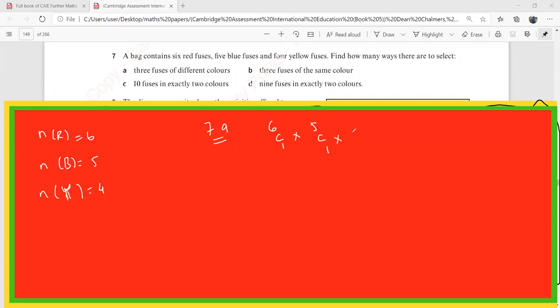6C1 times 5C1. Yes. Thank you, beta. So that is how you will do that. You will choose 1 from red, 1 from blue, and 1 from yellow. Okay? So 6C1 times 5C1 times 4C1.